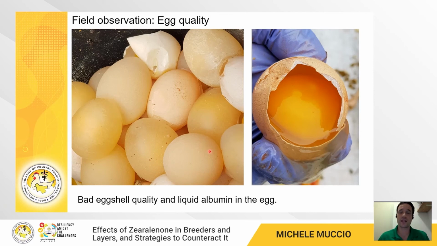And together with an egg drop, the customer also complained about the egg quality. So you can see here the eggshell thickness is compromised, so those eggs are cracking very easily. And also the albumen resulted quite liquid. So these are all problems that can come up with zearalenone.